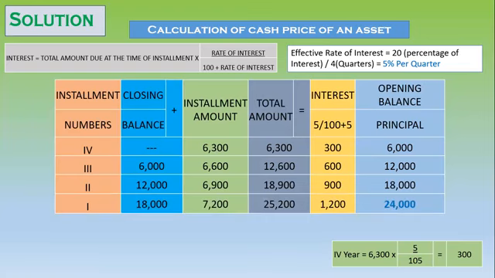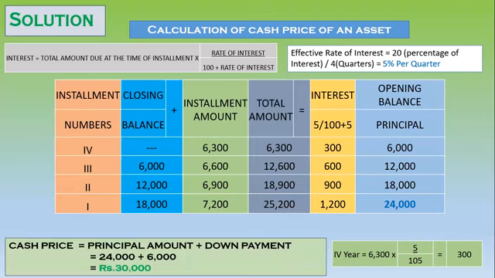In the first quarter, he pays a 7,200 installment. So 18,000 plus 7,200 gives 25,200, and the interest is 1,200. The 24,000 you get will be the opening balance of the first quarter. Now if you add the down payment to the principal value of the first quarter, you get the cash price of the asset. Here we have the principal amount of 24,000 plus the down payment of 6,000, so the total is 30,000. That 30,000 will be the cash price of the asset.